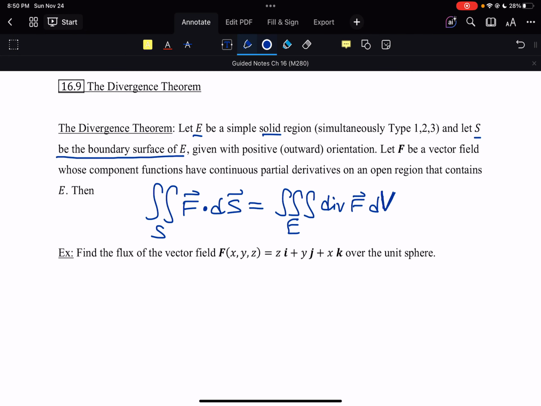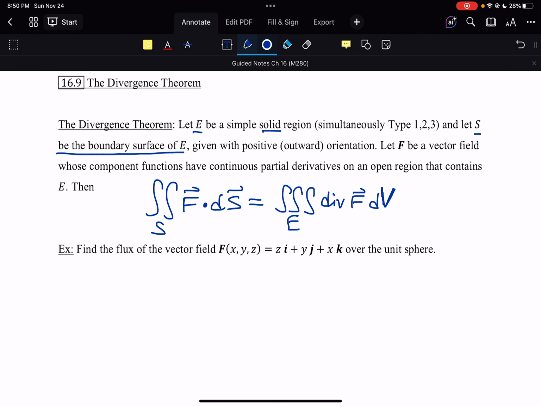So for our first example here, find the flux of the vector field F = zi + yj + xk over the unit sphere. So remember, the flux is just the surface integral of a vector field. So it's just telling us to do this.